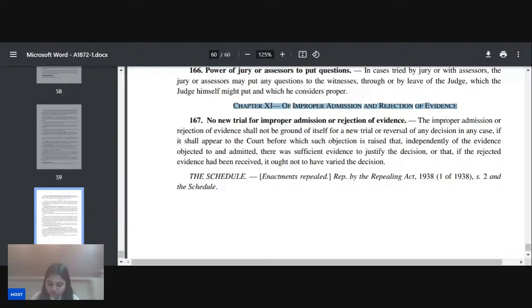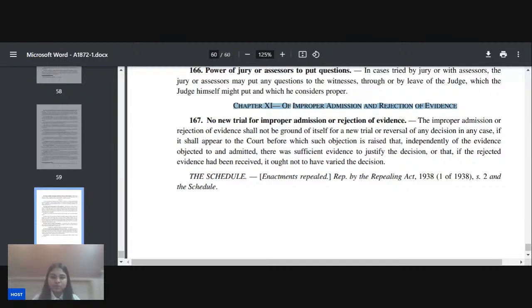And this section is applicable to both criminal and civil cases, right? And the object here is that the court of appeal or revision should not disturb a decision on the ground of improper admission or rejection, right? So this is regarding section 167. And then we have the schedule, which was already repealed, right?